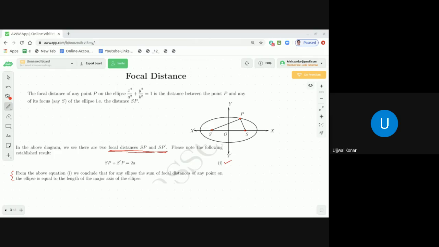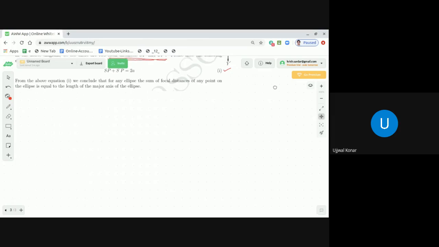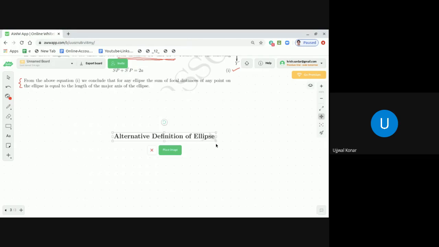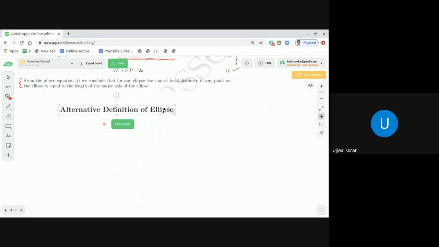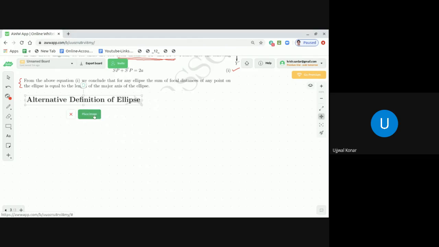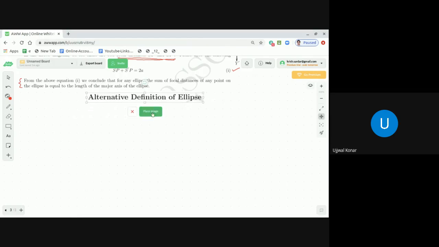That gives us an alternate way of looking at the definition of an ellipse. So how we can define the alternative definition of an ellipse. I'm going to discuss that particular point, dear students. So it leads to the alternative definition of ellipse. So what is that? That I'm going to tell you. Before that, I'm going to show you a diagram. So please have a look into this diagram.